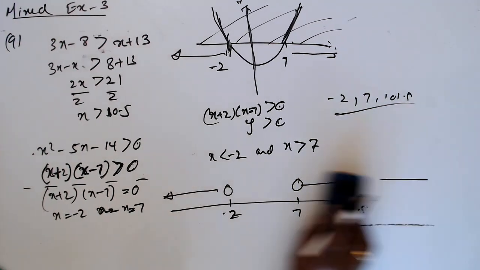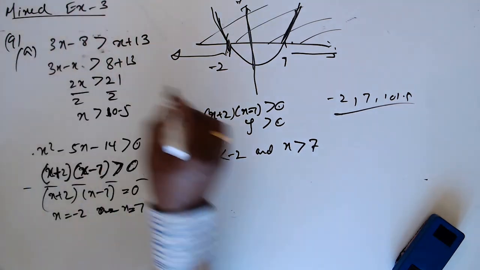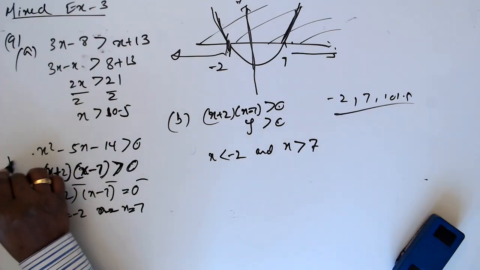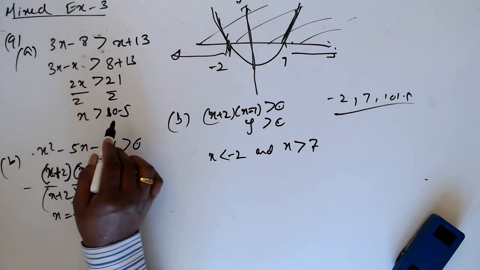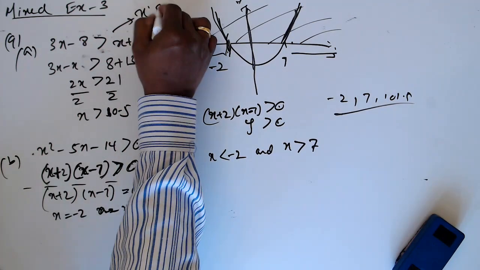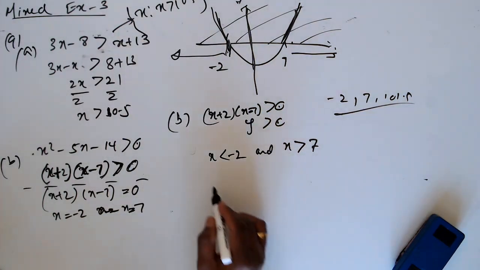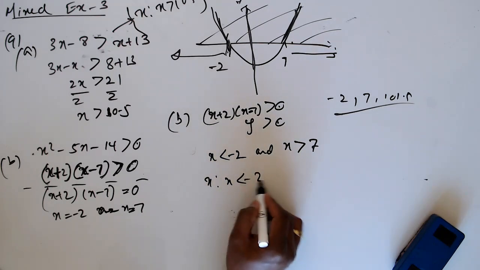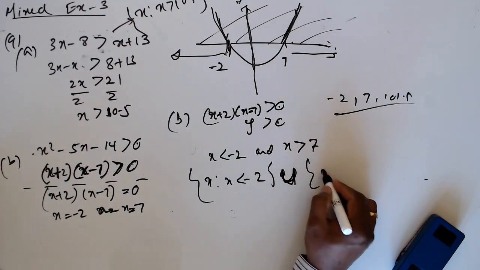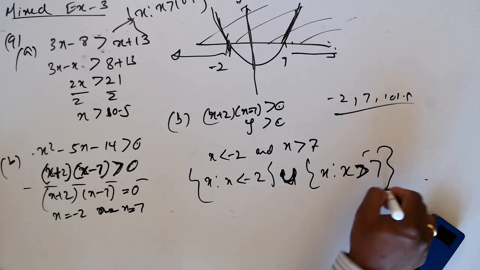Actually, we don't need to look at that part because it is part A and part B separately. This is part A and this is part B. The final answer for A is x such that x is greater than 10.5, and for B it is x such that x is less than minus 2, union x such that x is greater than 7.